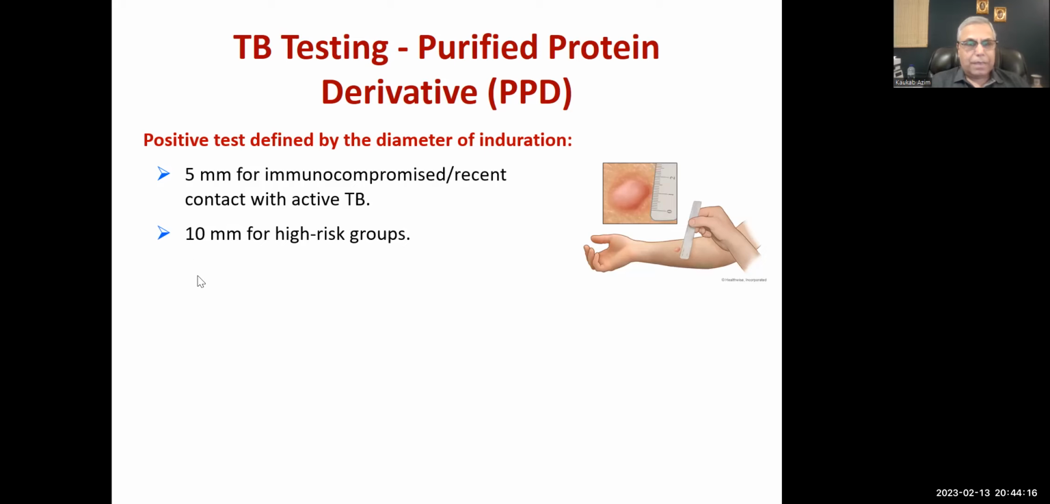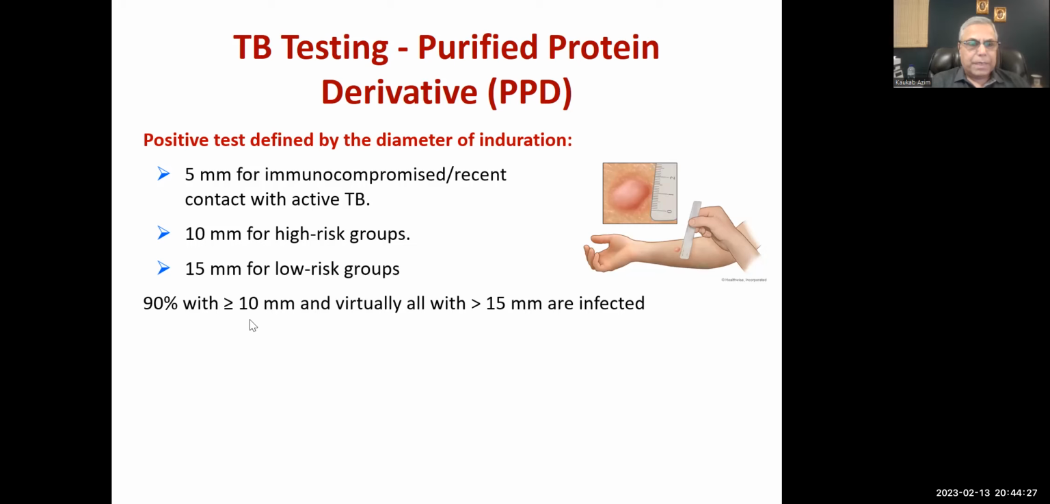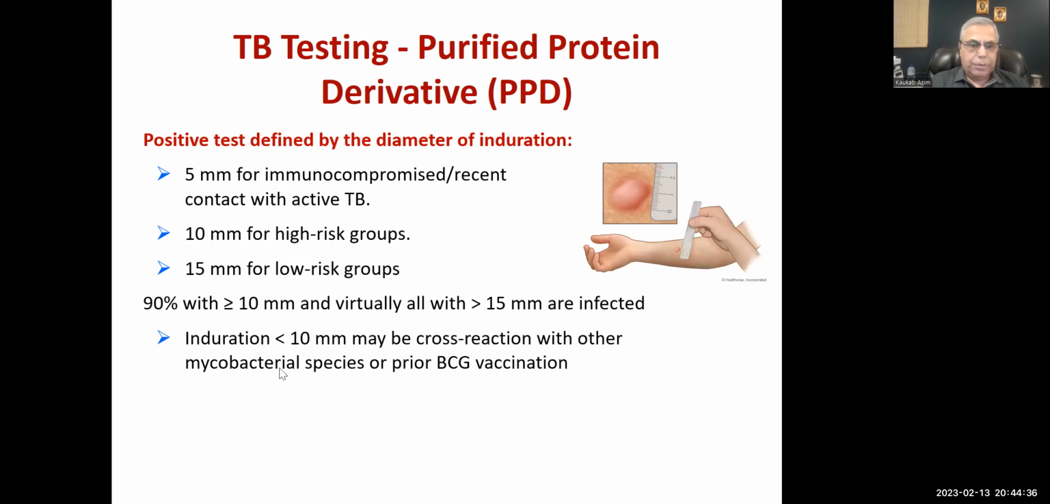10 mm for high-risk groups that I've shown you, the immigrants, alcoholics, and whatnot, okay? 15 mm for low-risk groups, normal people, okay? 90% with greater than 10 mm and virtually all with greater than 15 mm are infected, okay? Induration less than 10 mm may be cross-reaction with other mycobacterial species or prior vaccination.